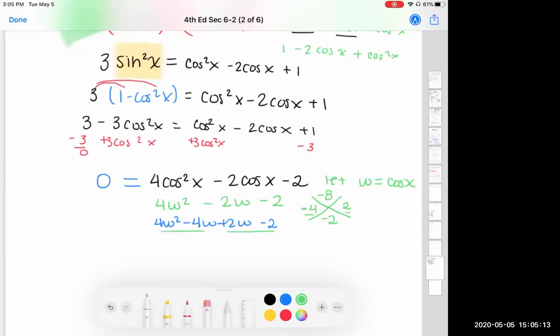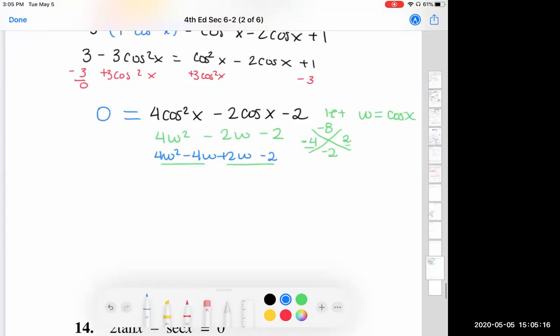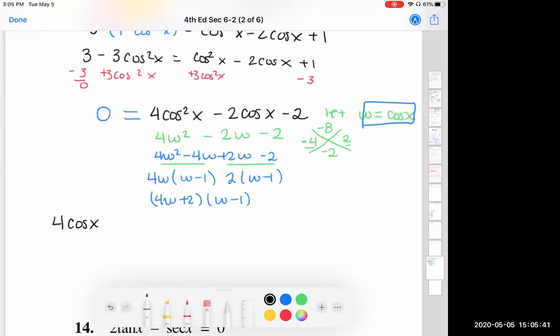Let's group our first 2 and our last 2 so that we can factor 4w. We're left with w minus 1. Let's factor 2. We're left with a w minus 1. So this factors to be 4w plus 2 and w minus 1. Let's change our w's to cosine, so that we have 4 cosine of x plus 2 is equal to 0, and cosine of x minus 1 is equal to 0.